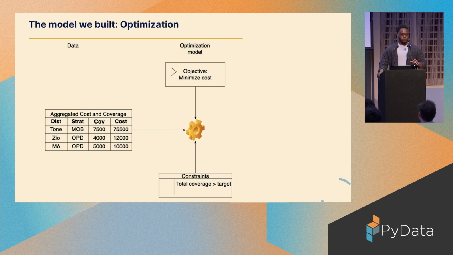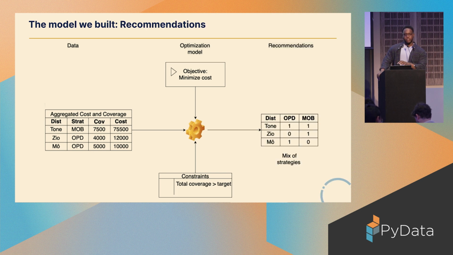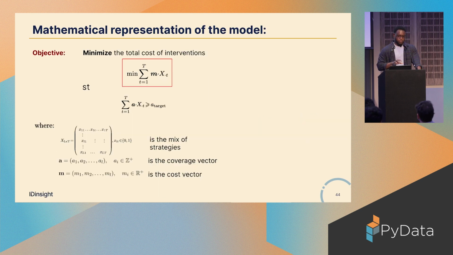Now, after implementing these 3 components, we can just pass this data to the linear optimization model that will optimize it and return that matrix with all the values that we need, which is where to implement each of those strategies within the country. So here, for reference, that's the mathematical representation of the model, which is to minimize the total cost under the constraint that we need the total coverage to be greater than the target.